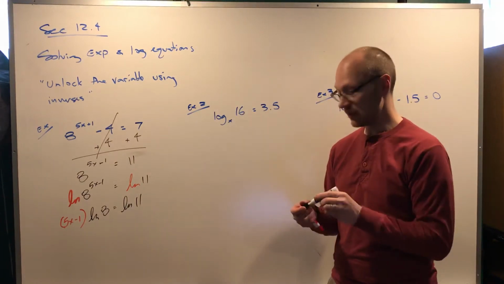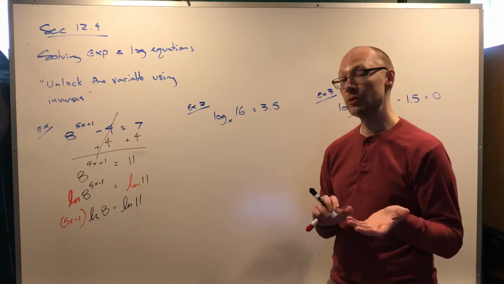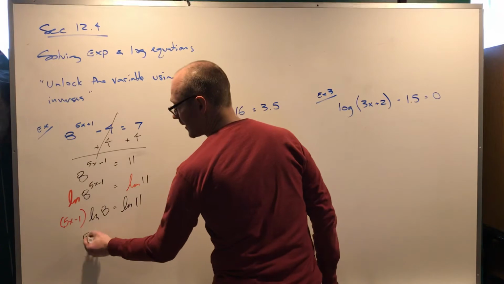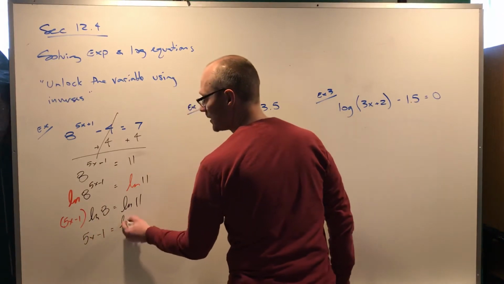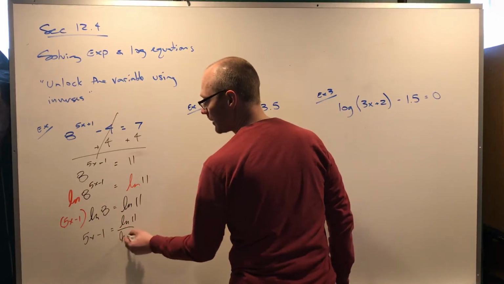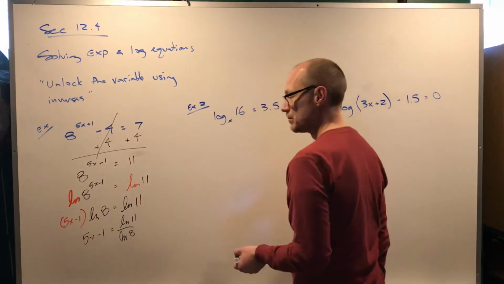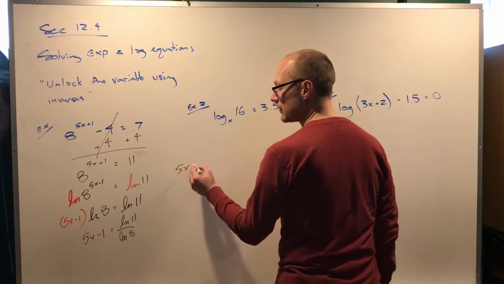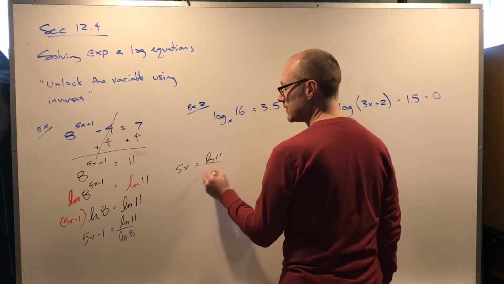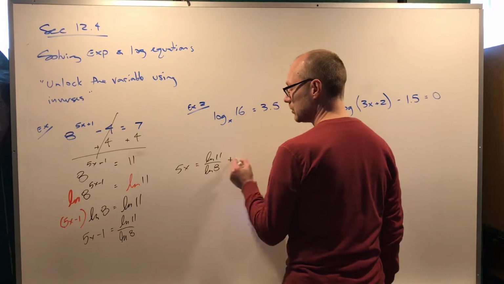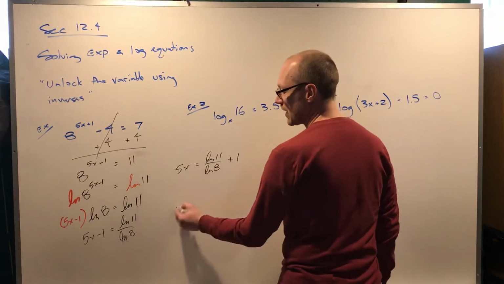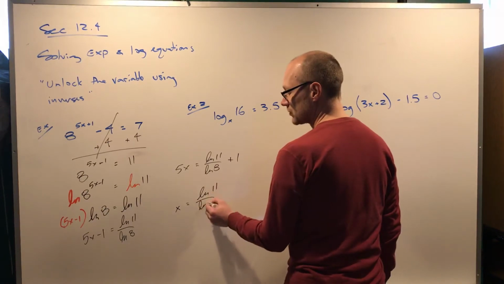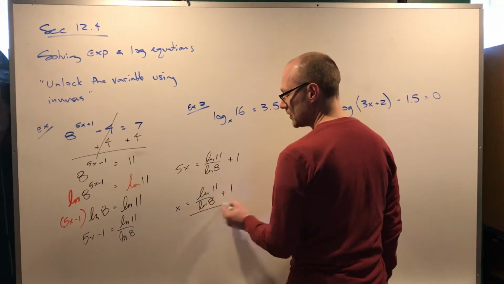It looks more intimidating than it is. It's not so bad. I'm going to divide both sides by natural log 8. And that's going to give me 5x minus 1 equals natural log 11 divided by natural log 8. I'm going to add 1 to both sides. So 5x equals natural log 11 divided by natural log 8 plus 1. Then I'm going to divide both sides by 5. Natural log 11 divided by natural log 8 plus 1, divided by 5.